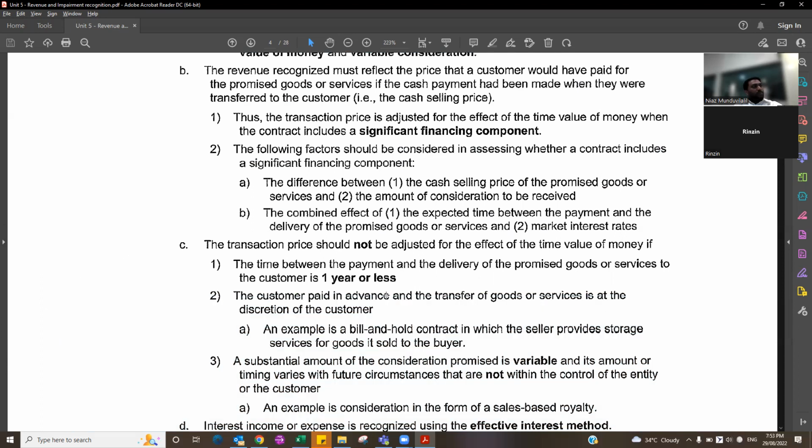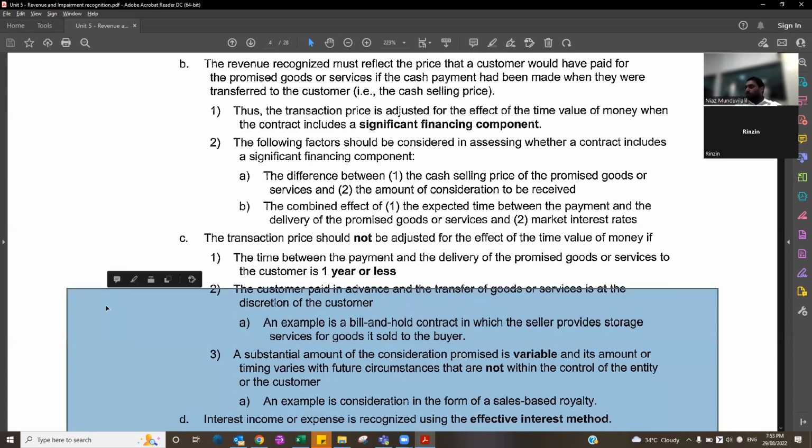The customer paid in advance, and the transfer of goods and services is at the discretion of the customer. For example, a bill and hold contract in which the seller provides storage service for goods it has sold to the buyer. In that case also, we don't use time value of money.